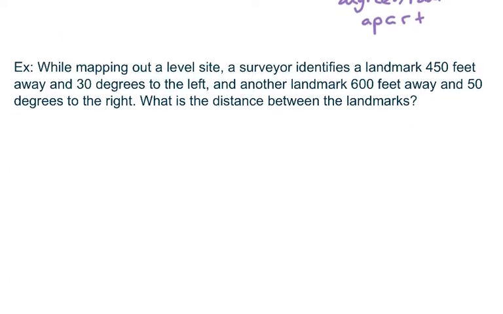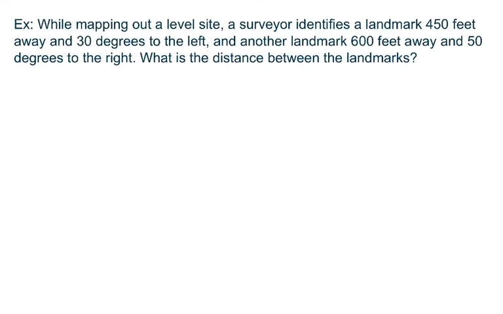So for an example, while mapping out a level site, something that's flat, we're not worrying about hills or changing elevations, a surveyor identifies a landmark 450 feet away and 30 degrees to the left, and another landmark 600 feet away and 50 degrees to the right. What is the distance between the landmarks? So let's kind of draw a little picture here. So here's my person, here's my surveyor, and we're going to say we're looking out this way, like we're looking out onto the positive x-axis.